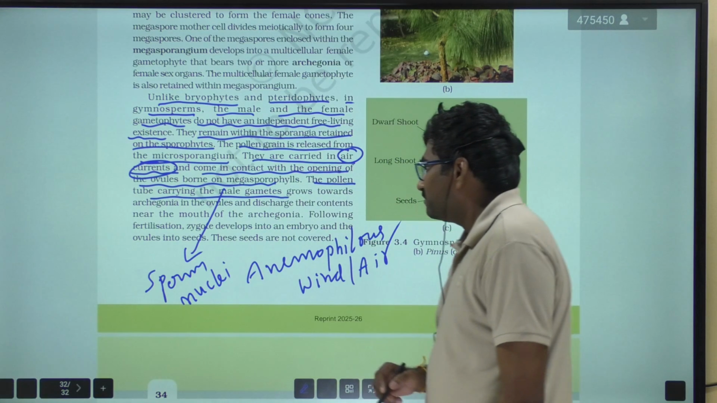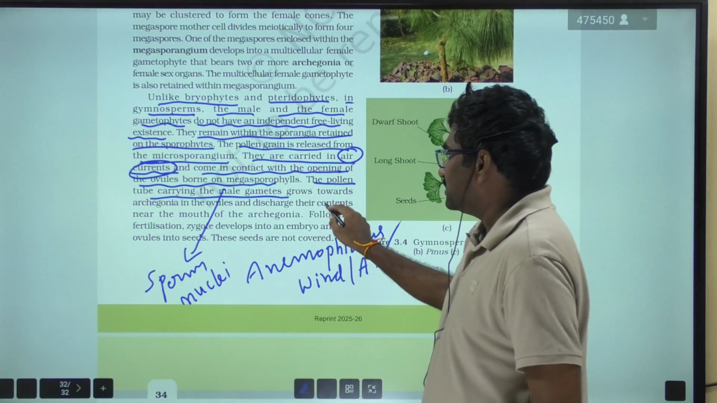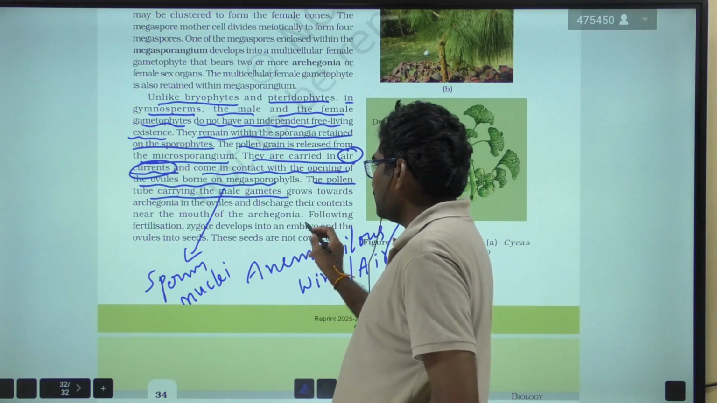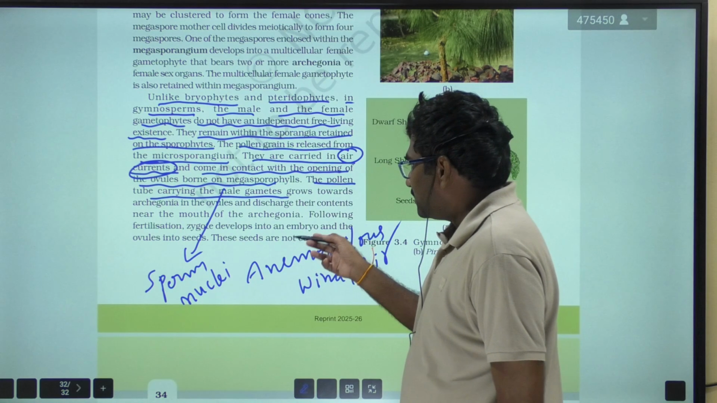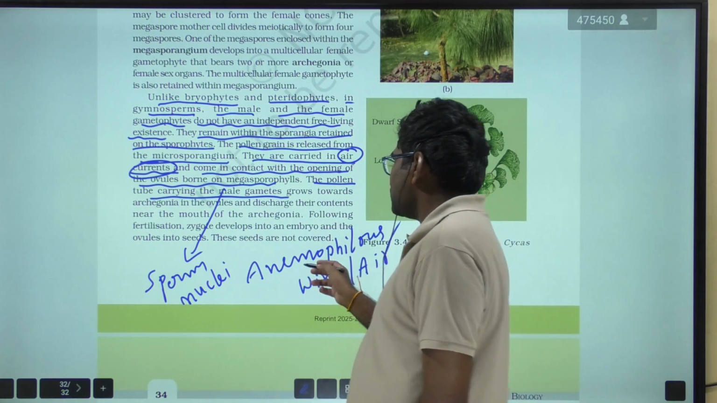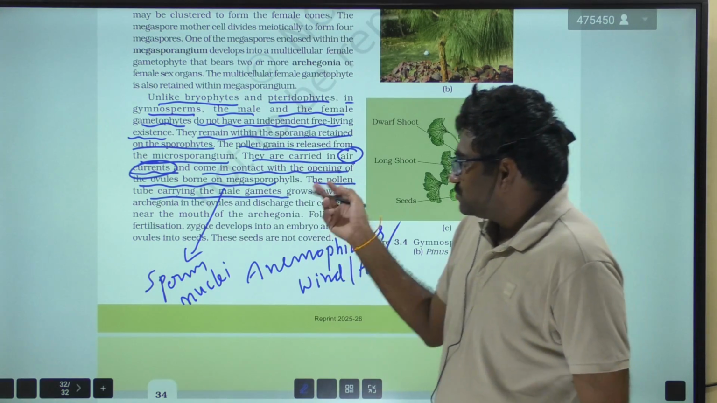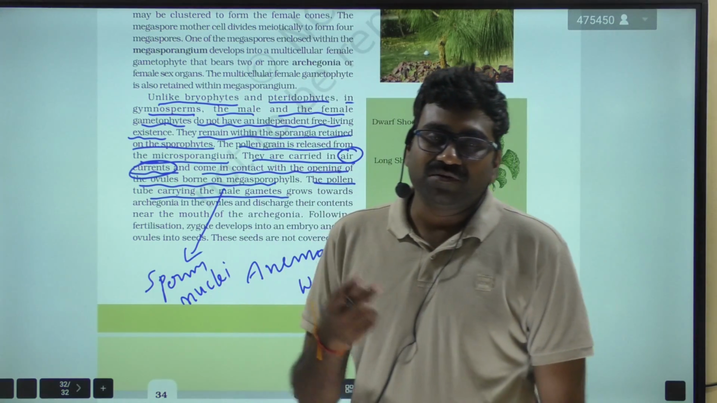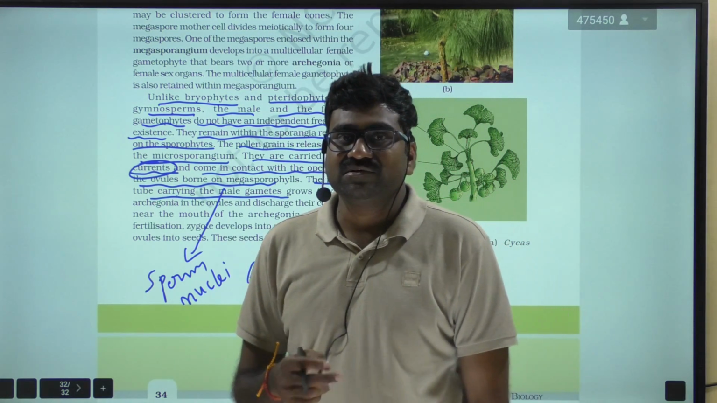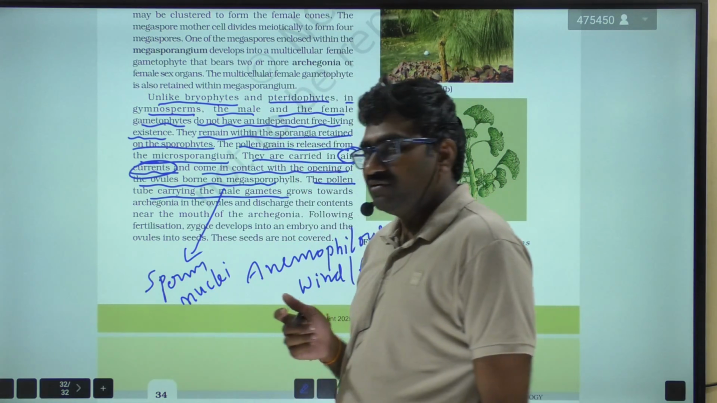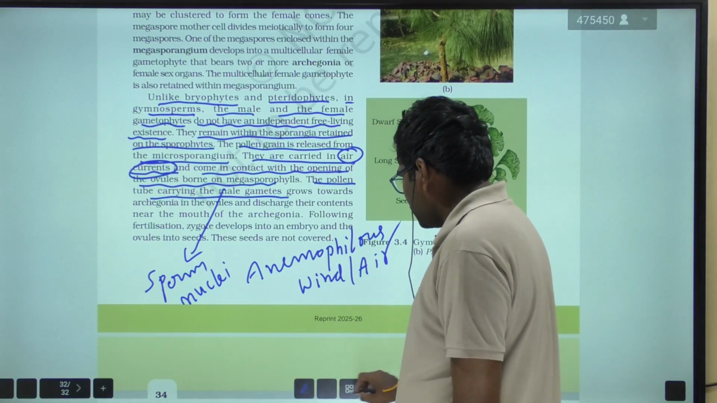Sperm nuclei. So that grows towards the archegonia in the ovules and discharges their contents near the mouth of the archegonia. Following fertilization, the zygote develops into embryo and ovules into seeds. The seeds are not covered. And here these 2 male gametes are called 2 sperm nuclei. One sperm nucleus disintegrates. That is why only one single fertilization takes place in the gymnosperms, right?